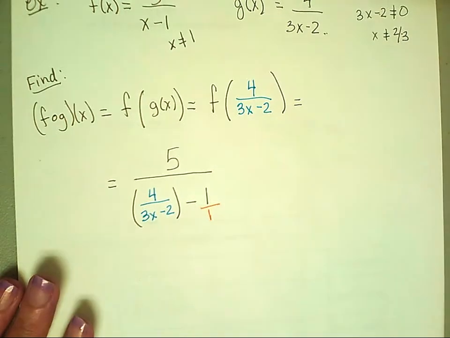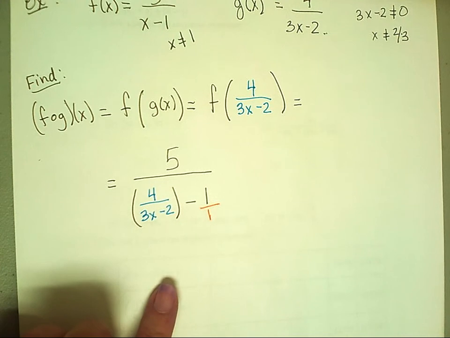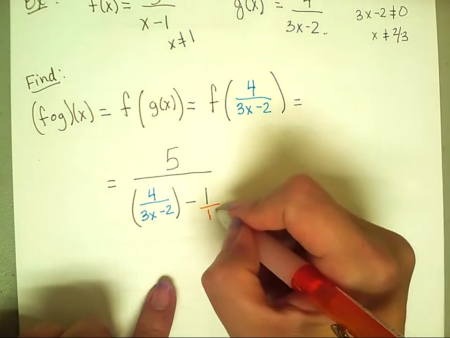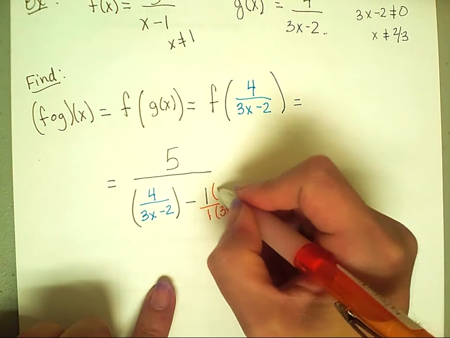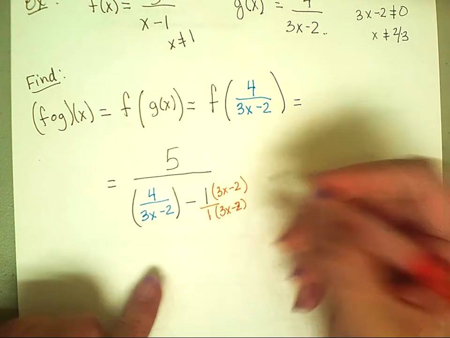Now we need to simplify this. So remember, let's think about this as 1 over 1. We're subtracting fractions. And when we do that, we're going to need a common denominator. So this is 3x minus 2.